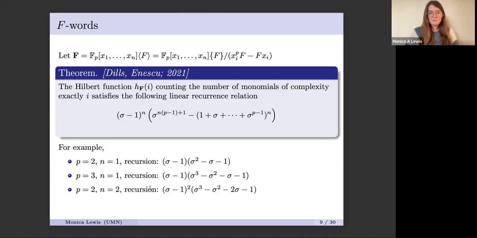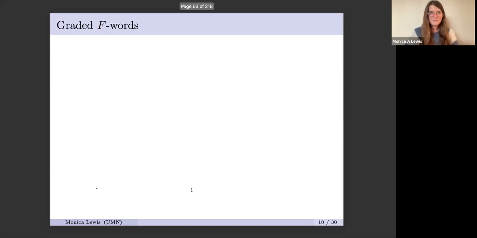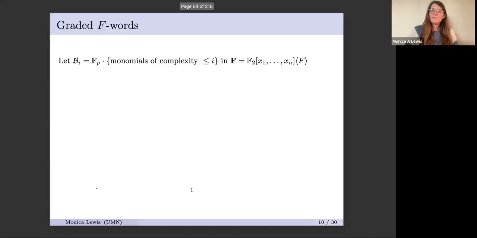If p equals 2, but we had 2 variables, you get something that looks like this as the weird polynomial. And notice that there's 2 of the sigma minus 1s and so on. Okay, let's say that we take our filtration by monomials of this complexity, which we now know how it grows, at least on the ring of operators itself. It grows like a linear recurrence relation.